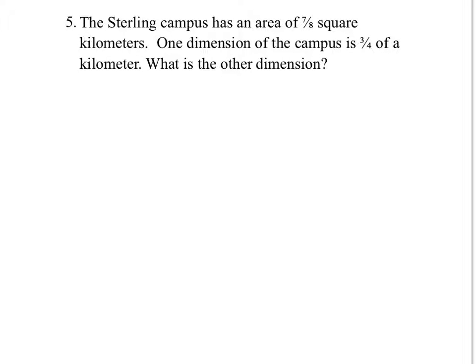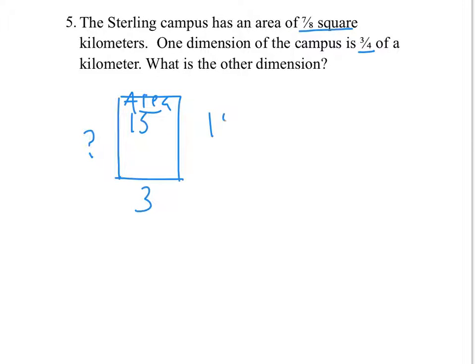Sterling campus has an area of 7/8 of a square kilometer. One dimension is 3/4. So this problem is quite easy if you look at it with whole numbers. The area of Sterling is, let's say, 15. Area equals 15, and you know that one dimension is 3. What's the other dimension? So then you would just say, well, 15 divided by 3 equals 5. So it would be easy to do.